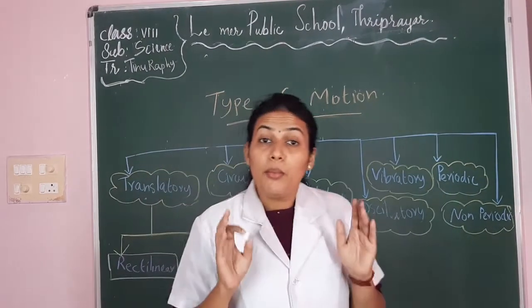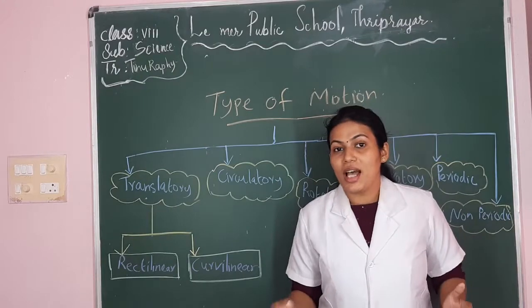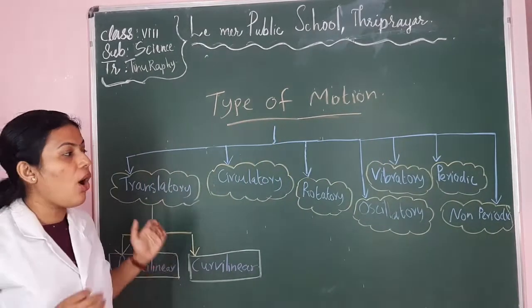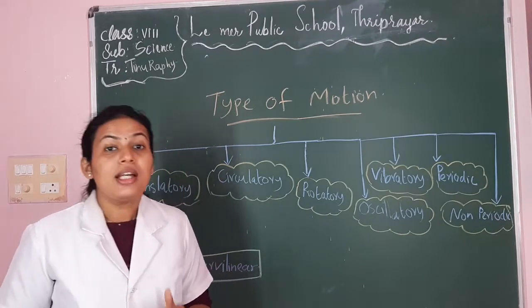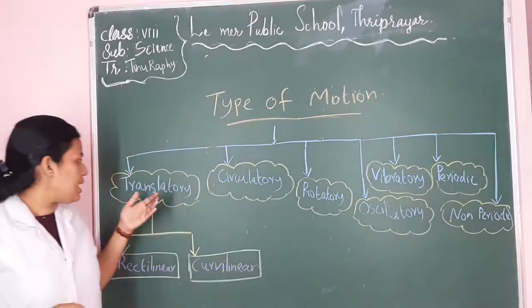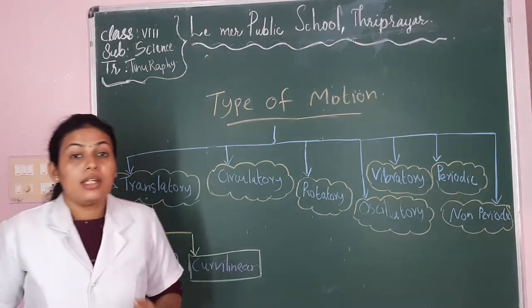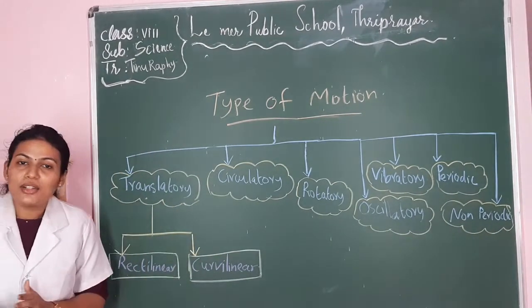So dear children, motion of different objects is classified into 7 types. So today we will learn all these 7 types of motions. So the first type of motion is translatory motion. So what is this translatory motion?